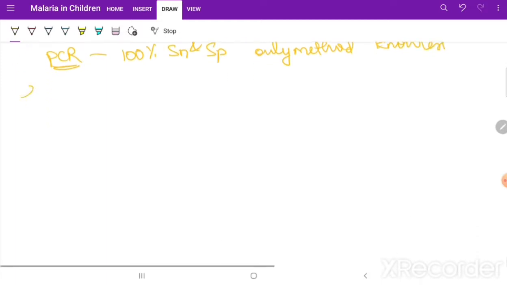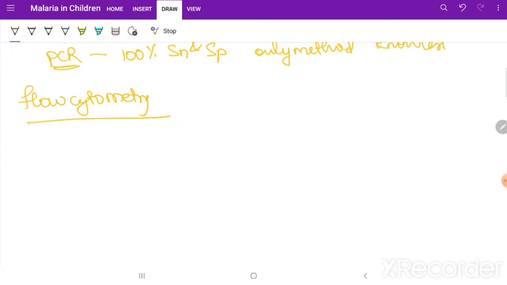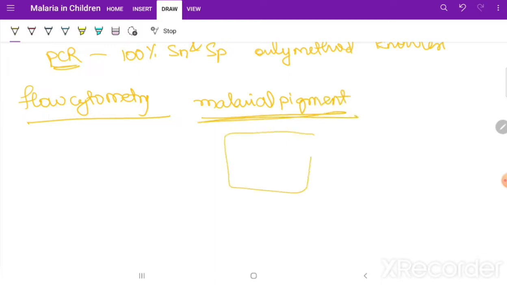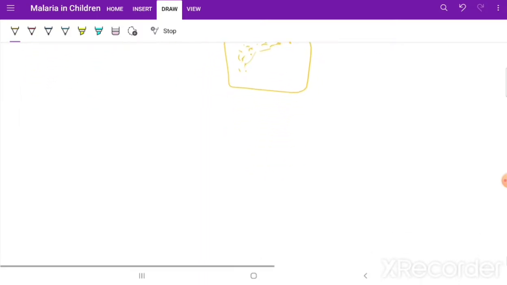Then we can use something called flow cytometry sometimes. What is flow cytometry used for here? Flow cytometry is used to display cells which contain the malarial pigment as a population distinct from the other cells. So they will see which cells contain the malarial pigment versus the cells which don't contain this. So you know how flow cytometry appears, right? And then there is antibody detection.